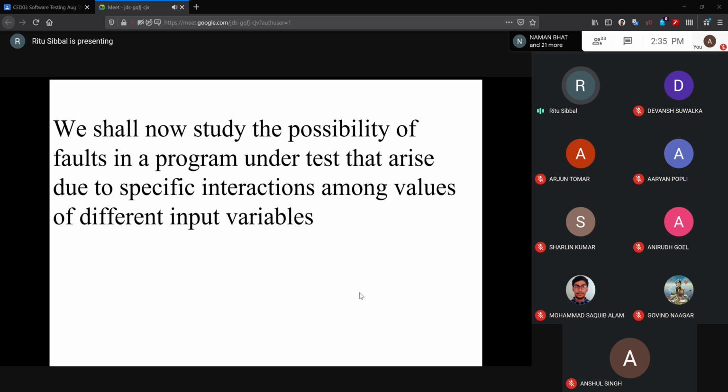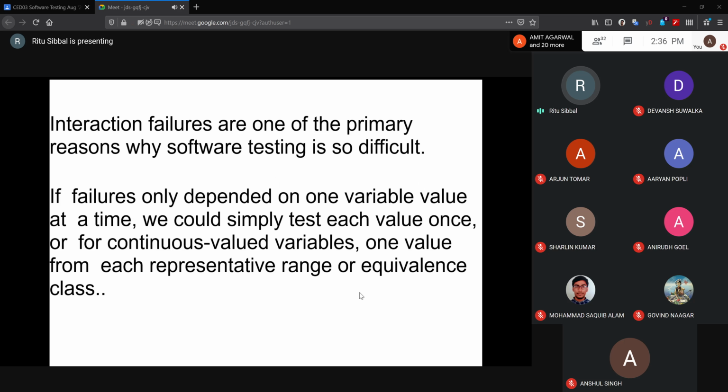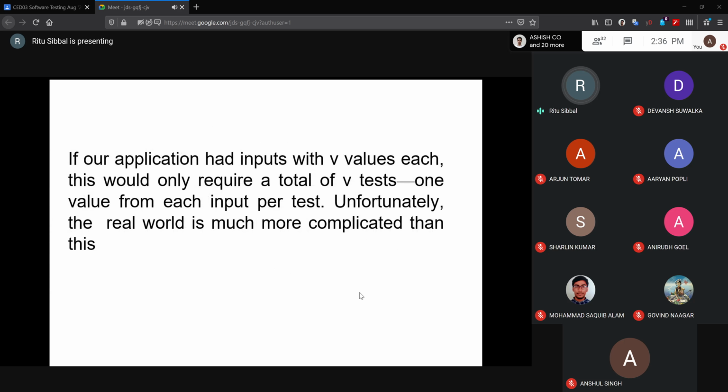If failures depend on only one variable, we just test its values, and we could make equivalence classes, a representative range of the one variable with different values, and make test cases, and everything would have been easy. If our application had inputs with v values each, we would at most require a total of v tests, one value from each input per test. Now, the real world is not all that simple.